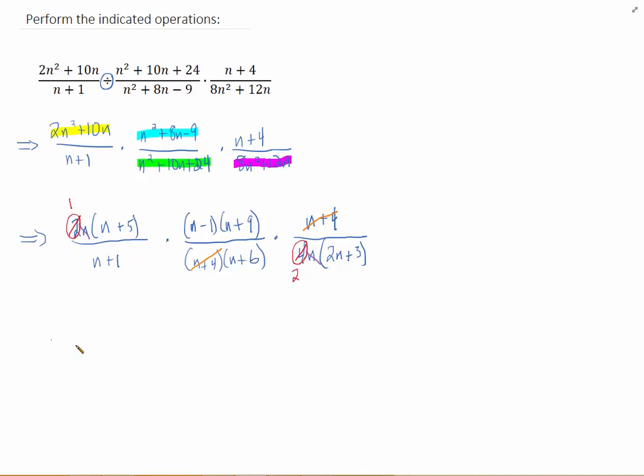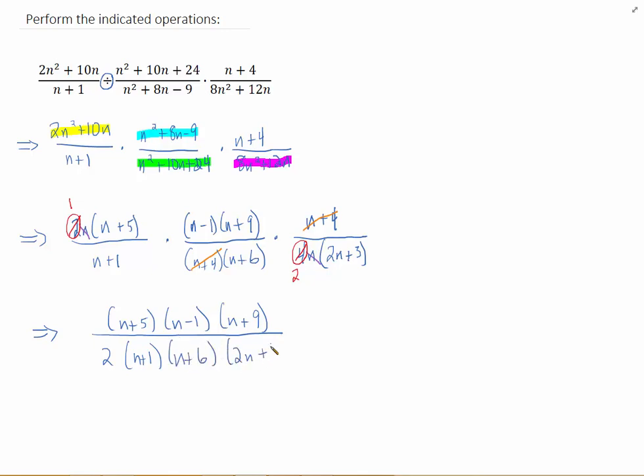And now we'll just clean this up. We don't really need to multiply anything back out. Just leave it in a nice factored form. So in the numerator I would have (n + 5)(n − 1)(n + 9). In the denominator I have a factor of 2, an (n + 1), an (n + 6), and a (2n + 3).